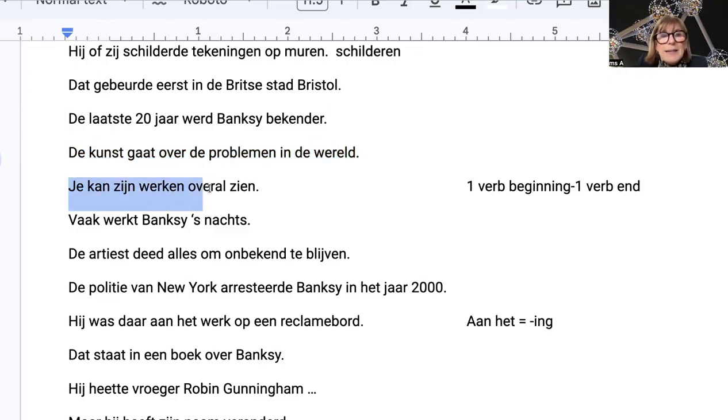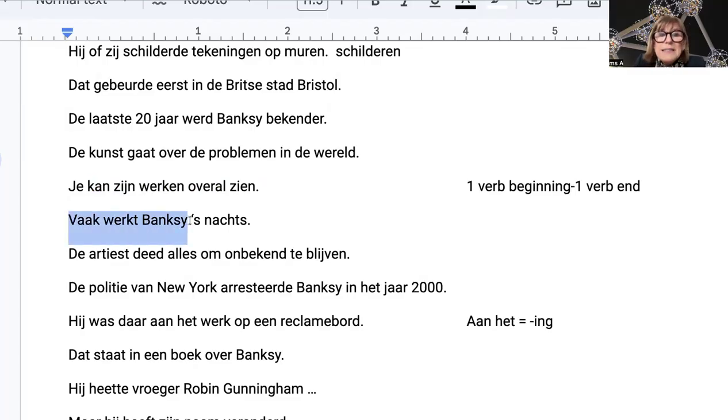Je kan zijn werken overal zien. You can see, and see what I wrote here. The normal structure in a Dutch language, it's one verb in the beginning and one verb at the end. We have kan in the beginning, you can. The second verb, see at the end, and everything else in between. So you can see his works everywhere.